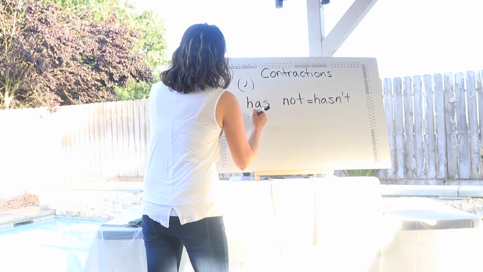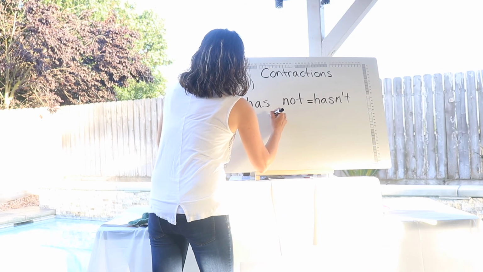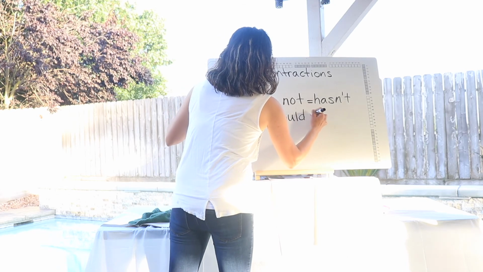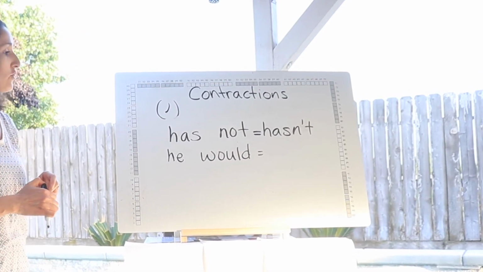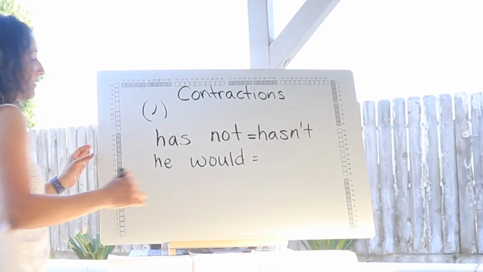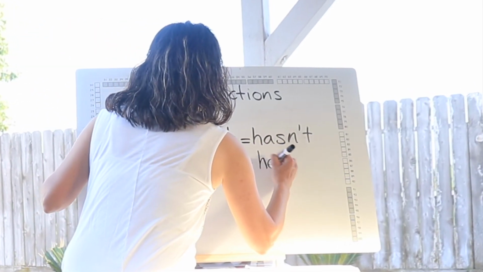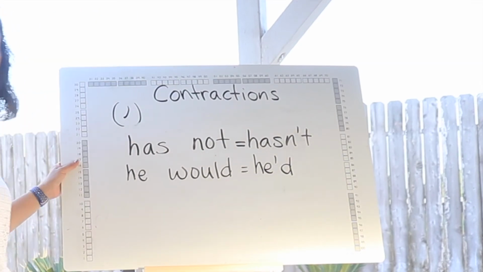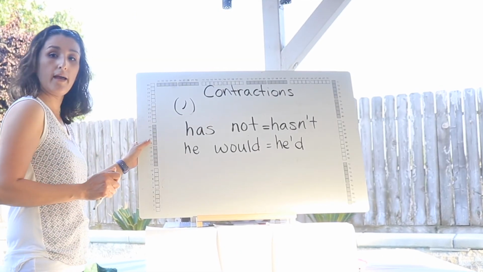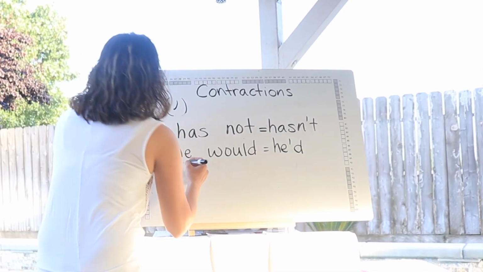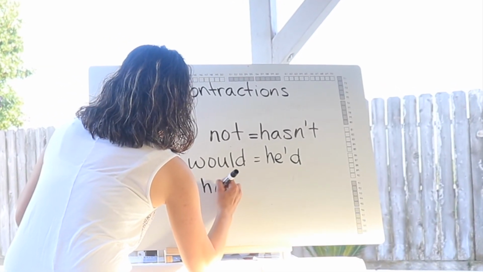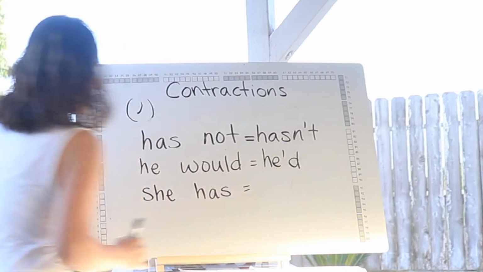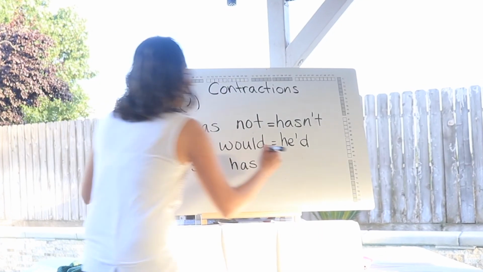Okay, let's try another one. Okay. He would like to go to the store and buy more groceries. Write it on your whiteboard. Check. Okay. And one more. And write it down.